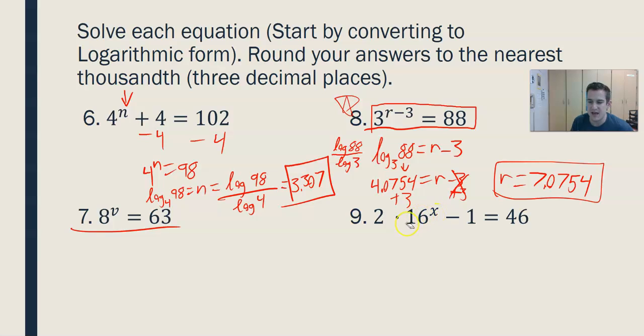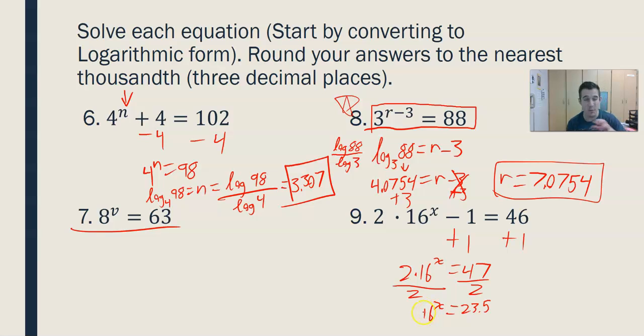So I have 16 to the x, and then that's being multiplied by 2 if I'm following my order of operations. Then I'm subtracting 1. So I have to undo that in reverse order. I'm going to add 1 to both sides and get 2 times 16 to the x is equal to 47. Then I have to undo this multiplication with division. So 16 to the x is equal to 23.5. Now I have my exponential expression isolated. It's all by itself here.